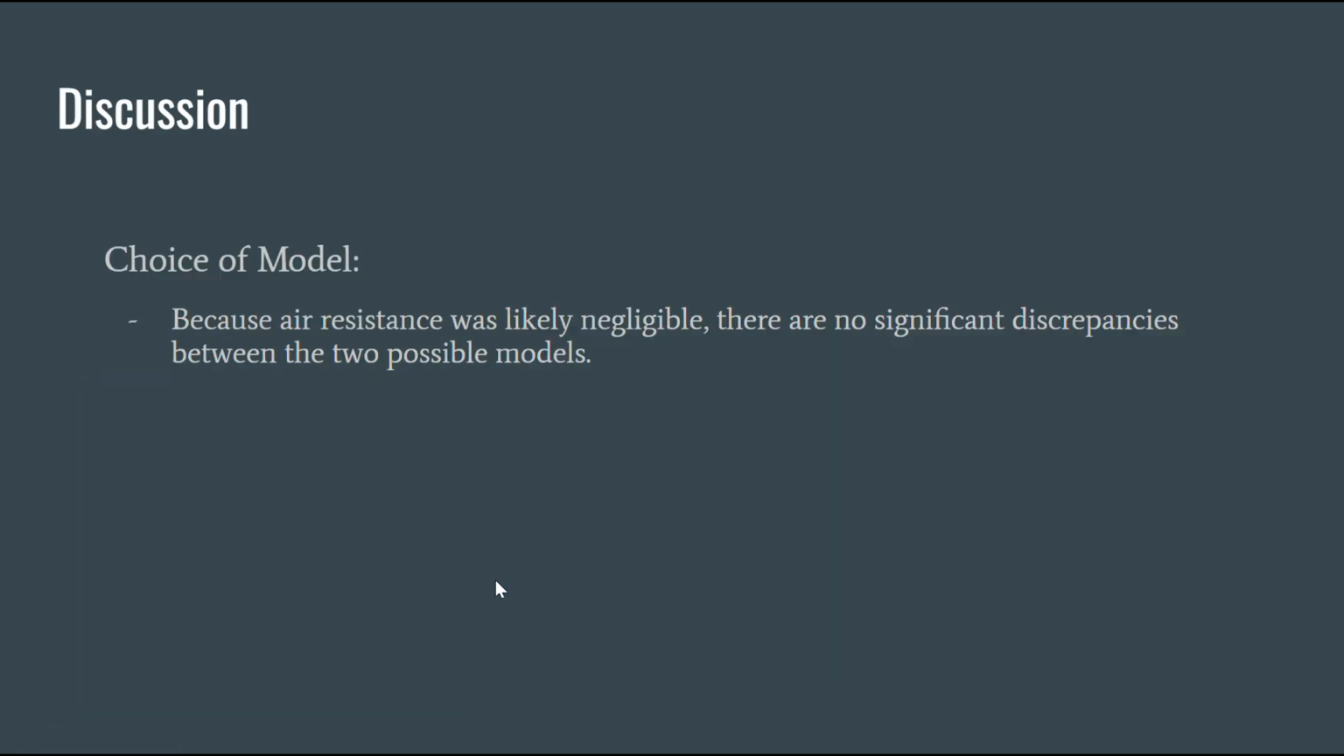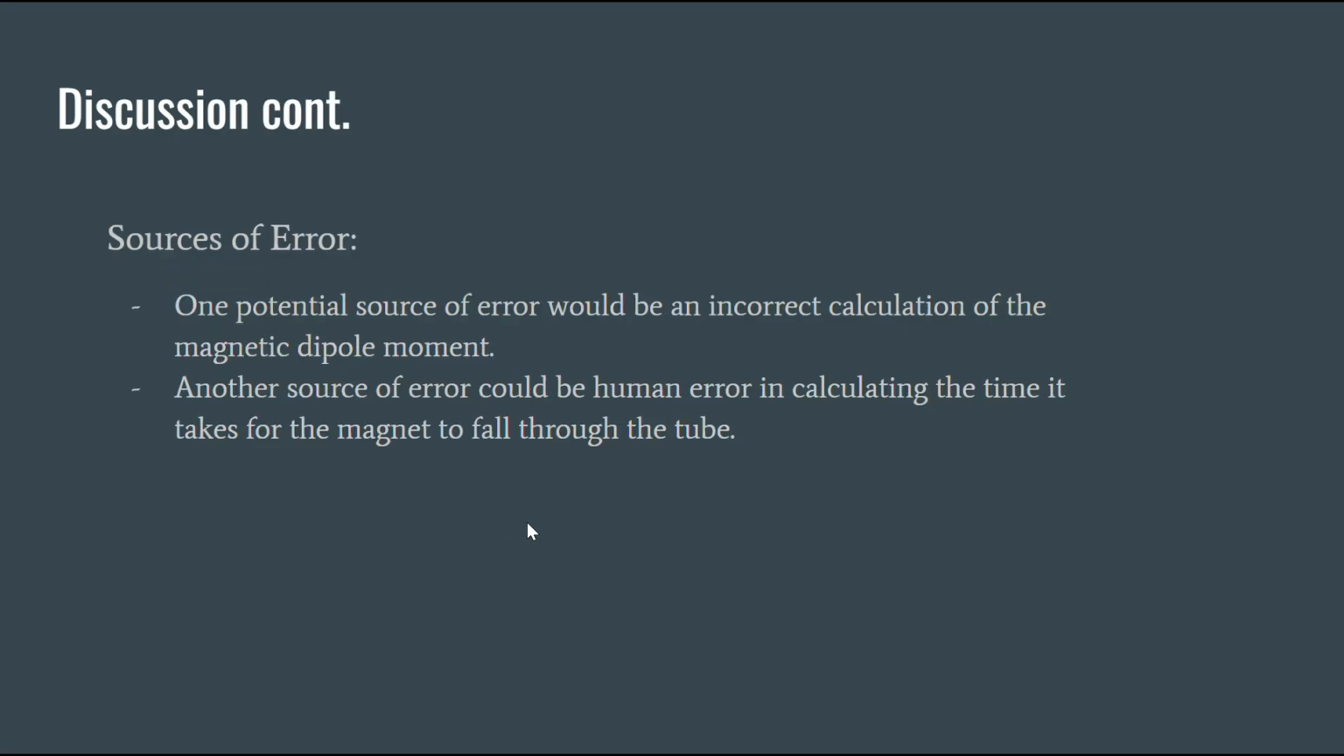All right, so choice of model. Well, because air resistance was likely negligible, there are no big discrepancies between the two possible models, and this is why the times are so close. Like 1.244 is pretty close to 1.188. The sources of error, though, could be an incorrect calculation of the magnetic dipole moment, and also another source of error could be human error in calculating the time it takes for the magnet to fall through the tube.